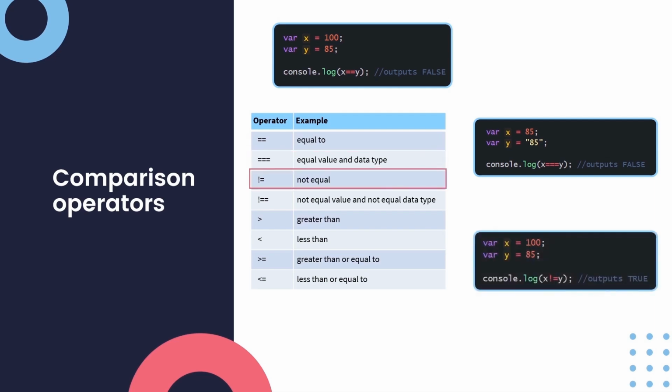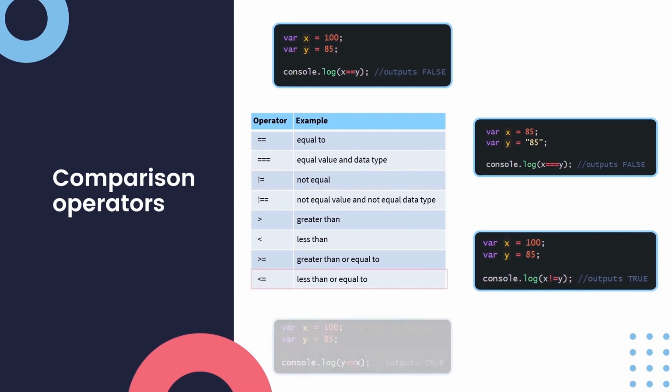And then next we have not equal to, which is kind of the reverse of what we've been doing so far, where we have x is equal to 100, y is equal to 85, and then we are checking, is x not equal to y? This is why we use the exclamation mark. And the output is true because x is greater than y in this case, okay?